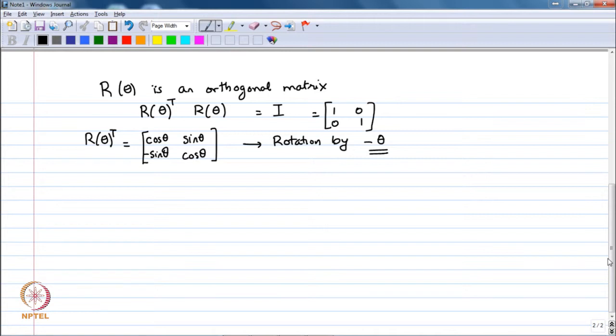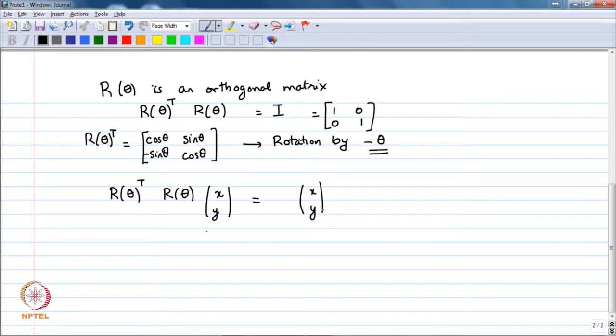In other words, suppose I take R theta transpose R theta. First I operated on this vector x y, and this is equal to x y. So clearly R is an orthogonal matrix. This is called the matrix of rotations.